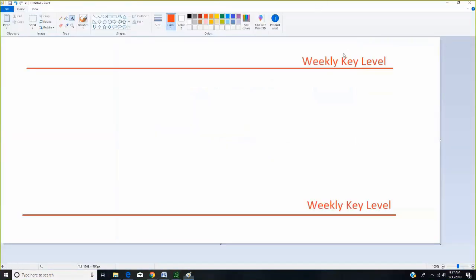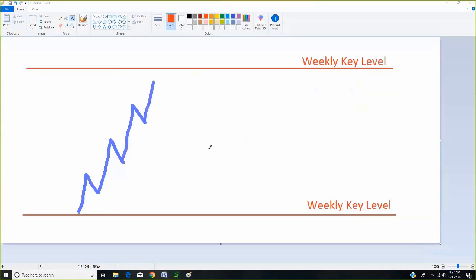So you guys know, let's say for example we have weekly key levels. These are our weekly zones. Now, let me get this to blue. Market phase one is the market communicating an uptrend. And it does not matter what time frame you are looking at. If you're looking at the daily chart, the 4-hour chart, the 2-hour chart, the weekly chart, the market phase number one of an uptrend consists of higher highs and higher lows. And you can mark those on your chart.